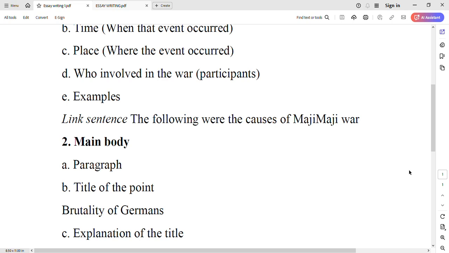Brutality of the Germans. You may write a good title of the point, brutality of the Germans, but inside, the candidate is explaining the brutality out of context. We want to see the meaning of that brutality and how that brutality caused the Maji Maji War. Because of brutality, Africans were exploited, Africans were tortured, and Africans were tired. They said we want to be free from that brutality. Try to connect the dots. This and this, this and this, and at the end, the Maji Maji War.